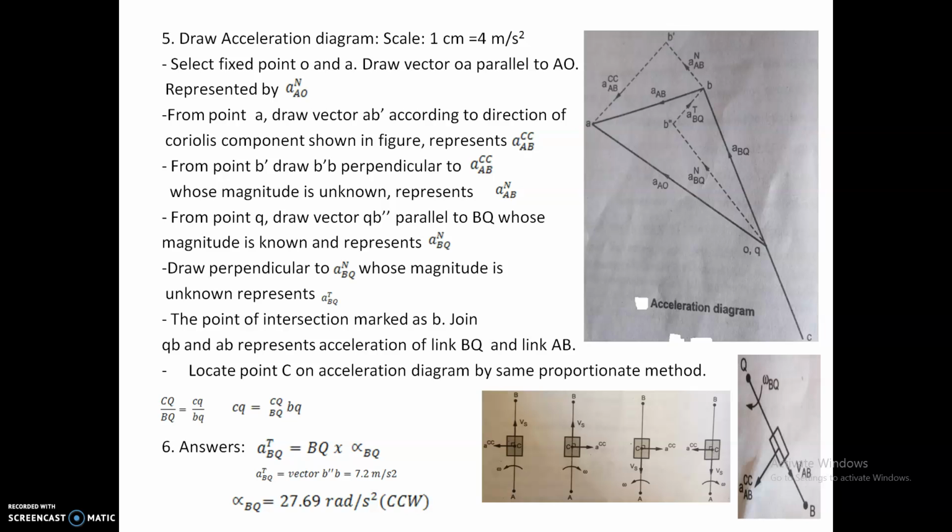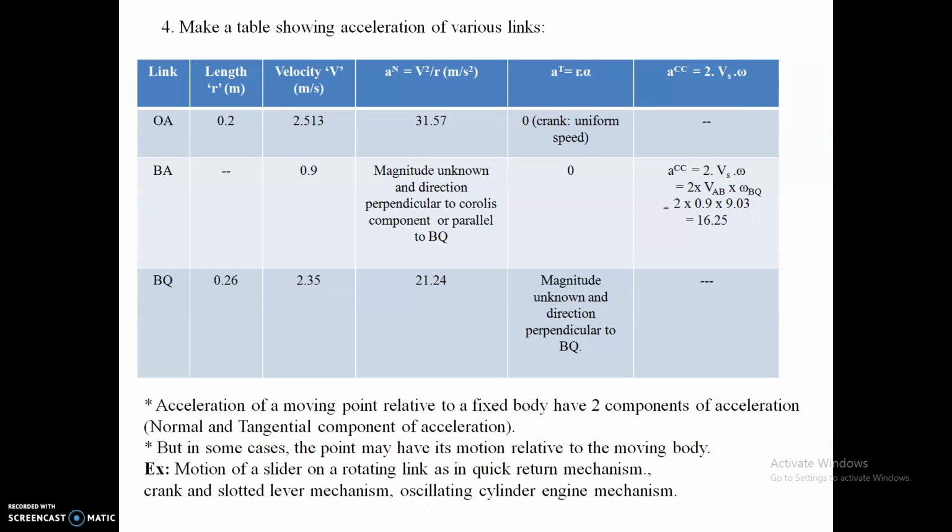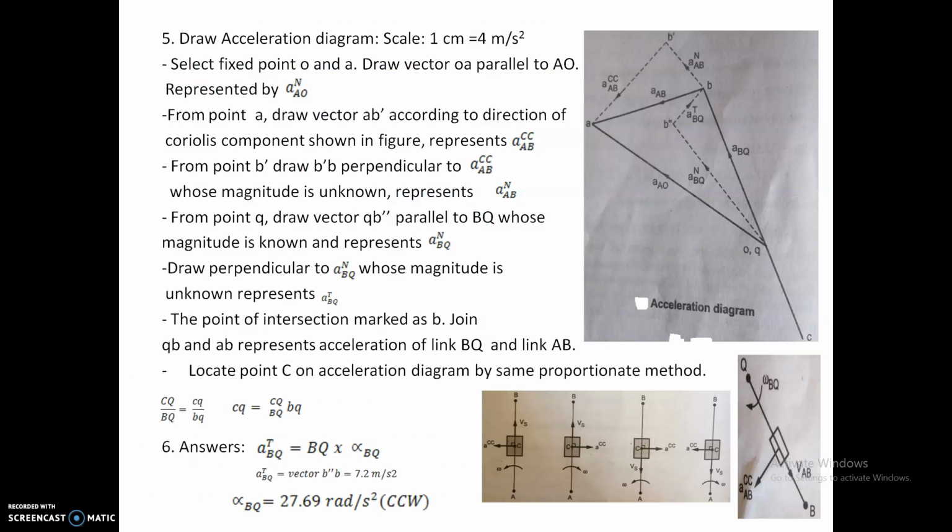So you got a point. From A, draw the vector AB dash, which is the Coriolis component. The magnitude you got from the formula is 16.25. So 16.25 divided by 4, which is the scale, gives 4.1 centimeters. So the magnitude you got. Now how do we find the direction of the Coriolis component?